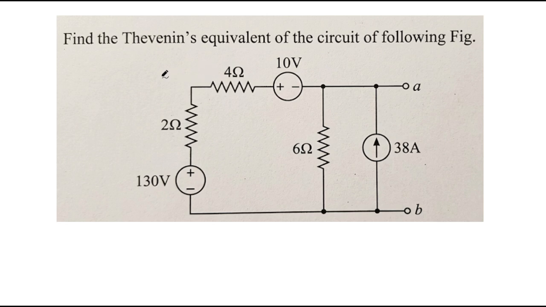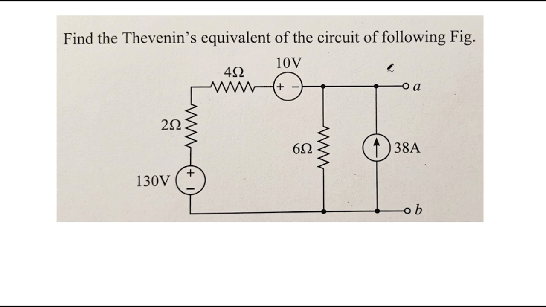So in today's video, we are going to discuss a problem of a Thevenin equivalent. This problem was asked in the midterm examinations of an electrical science paper conducted by the IP University. In this problem, there are three sources: two voltage sources, a 130 volt voltage source and a 10 volt voltage source, and a 38 ampere current source.